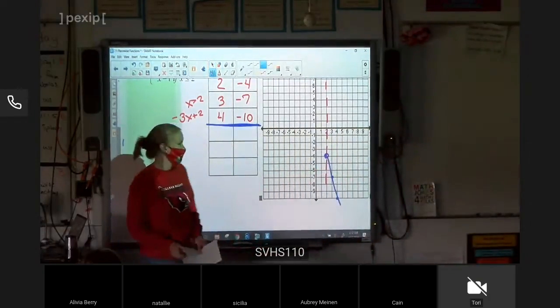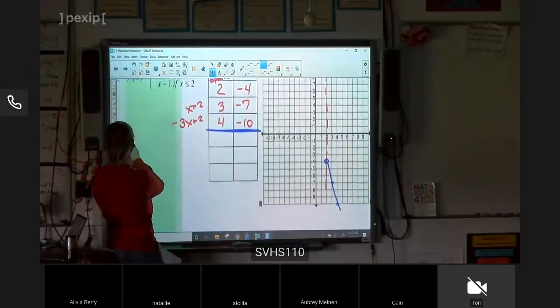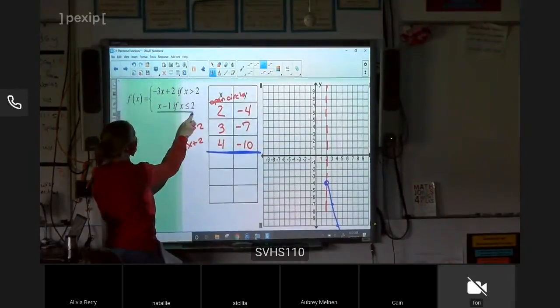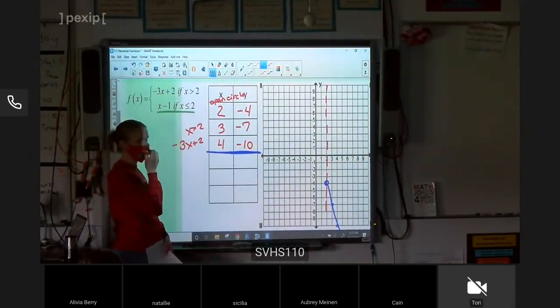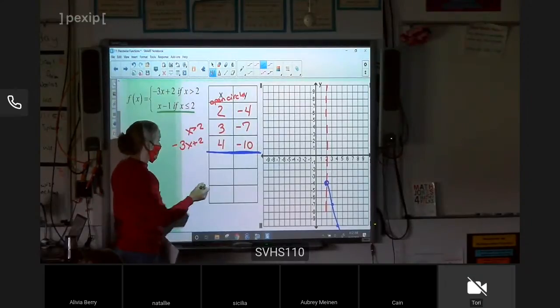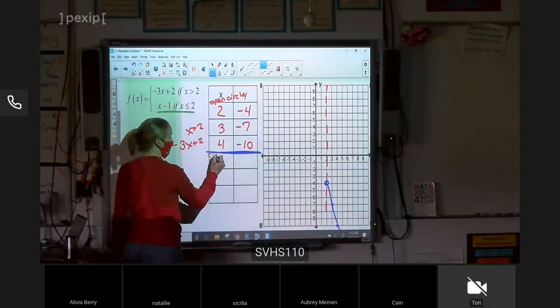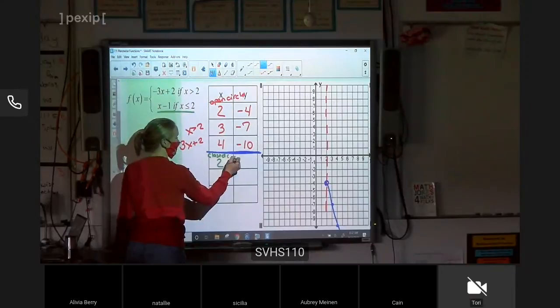So then, on the other side, I want to view this equation if x is less than or equal to 2. So I can start with 2 again, 2, 1, 0. But now I'll do a closed circle for that.